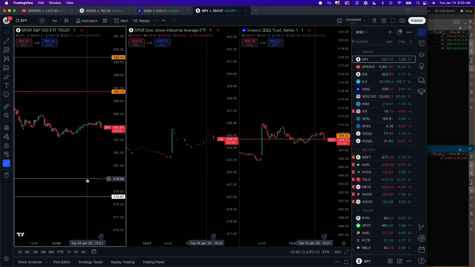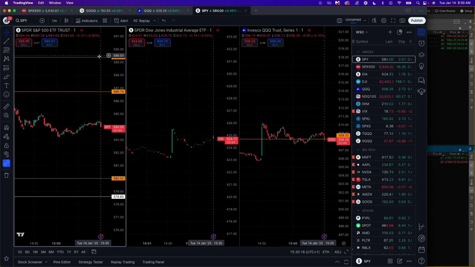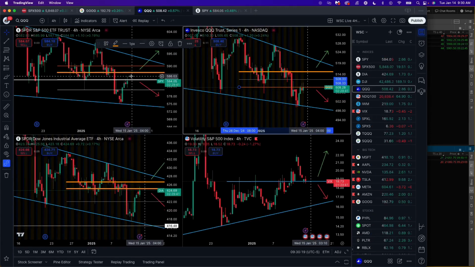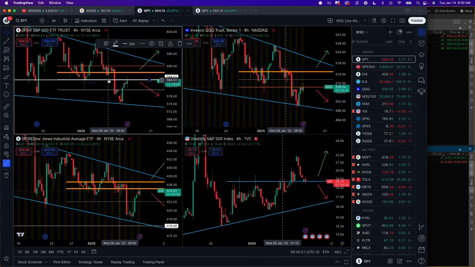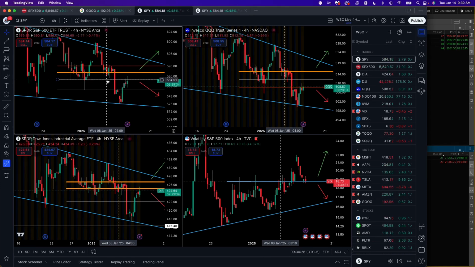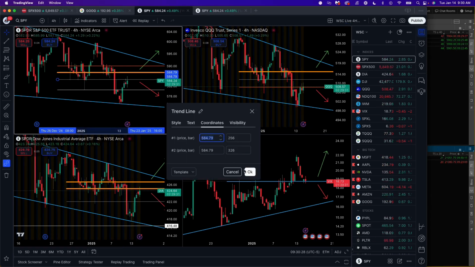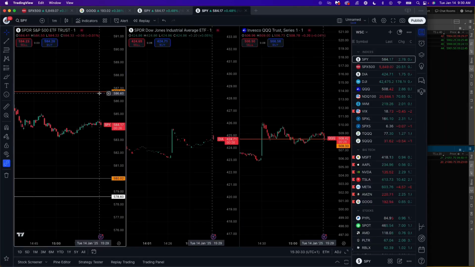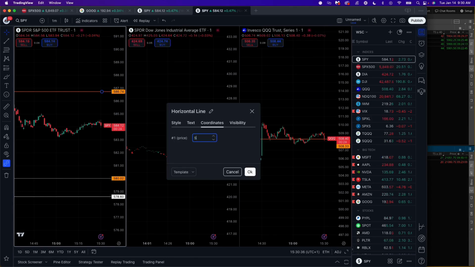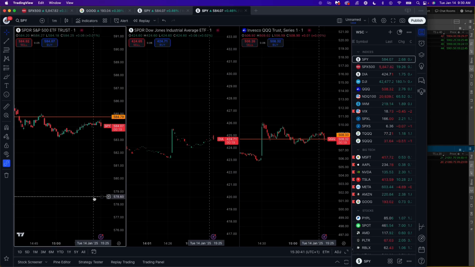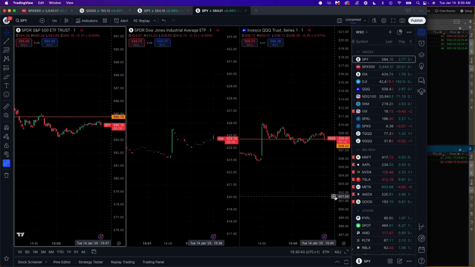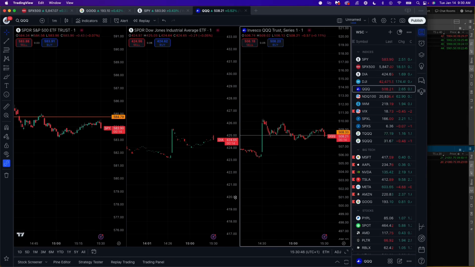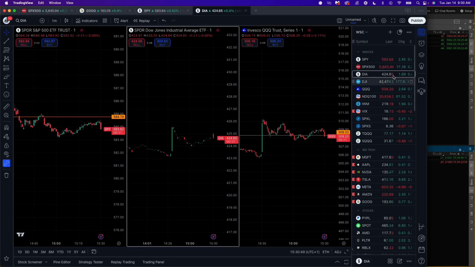Now let's see if we can set one for SPY. SPY does have one here. Let me delete this one. It's 584.79. All right, we're basically here. All right, so market open, and this is what we have. So is this a short setup here?